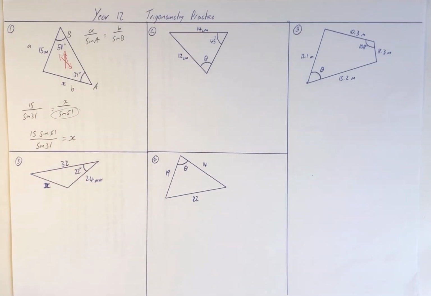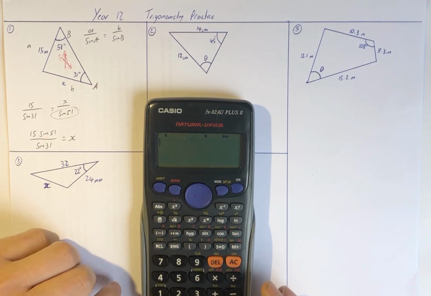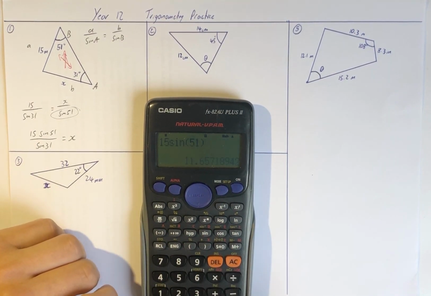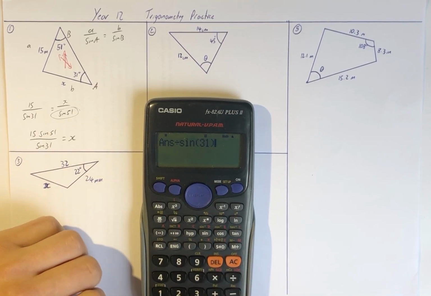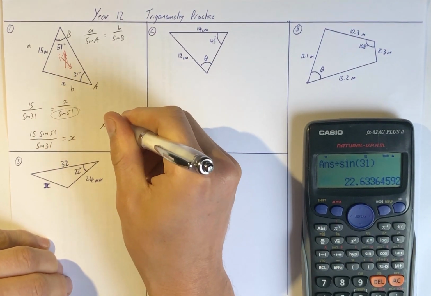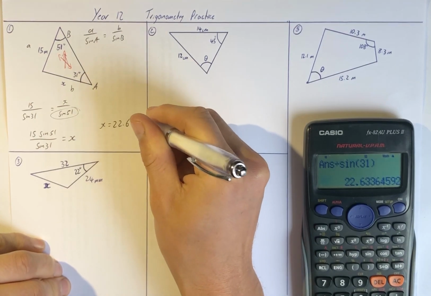If we punch that in our calculator, we don't need anything fancy, just a standard scientific calculator, we get 15 sine 51, and then we divide that by sine 31, 22.6, and that's meters. Easy as that.